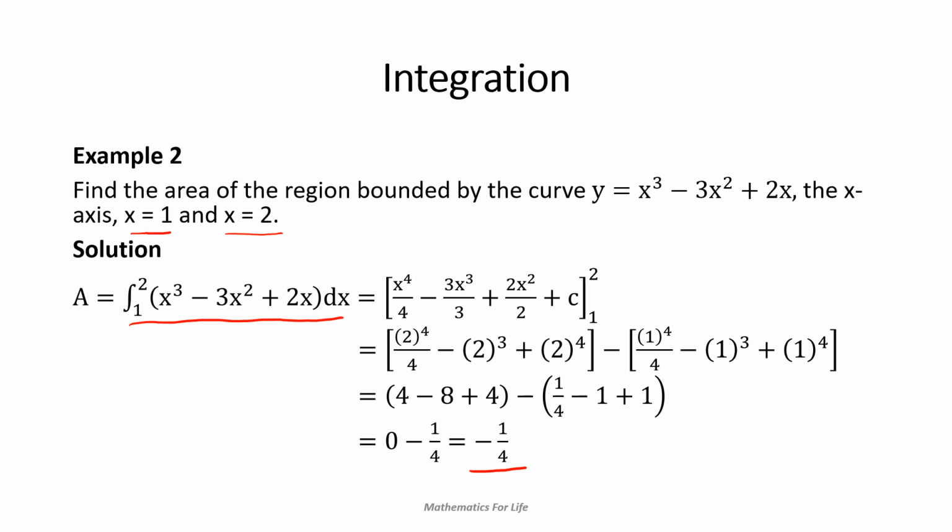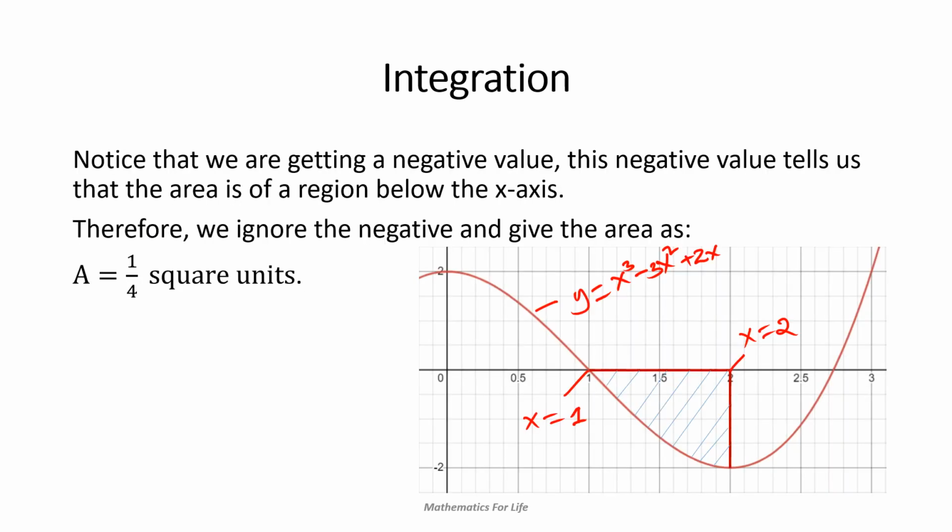And from understanding, we know that the area of any given region can never be equal to a negative. So what does this particular negative really mean in this question? The negative basically tells us that the region whose area we are finding is below the x-axis, and this is illustrated on this diagram that is shown over here.